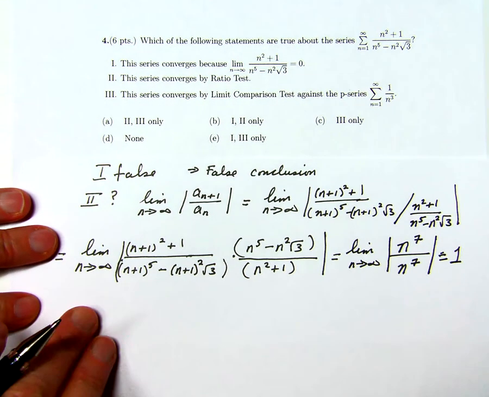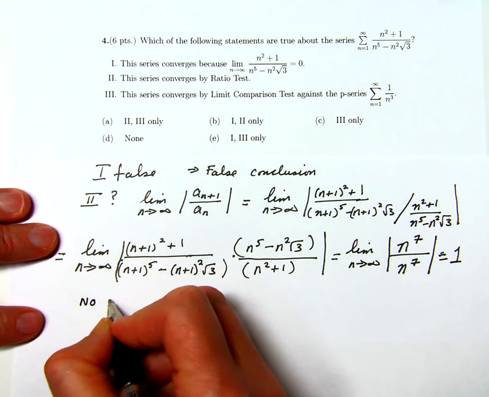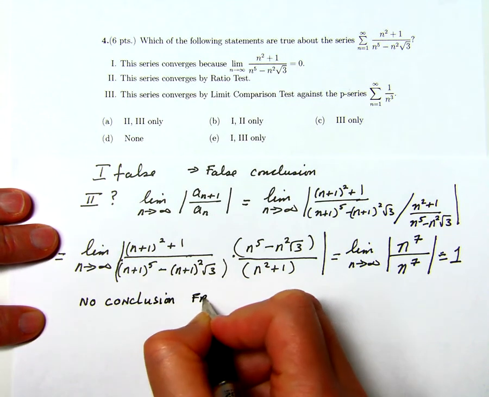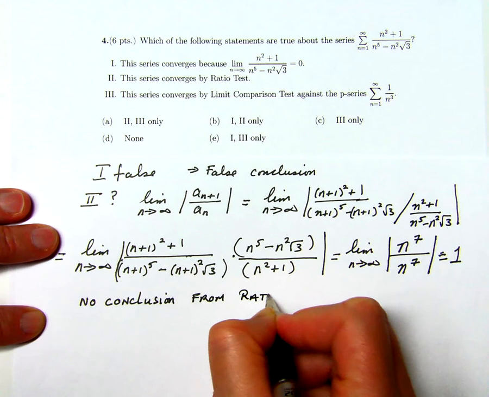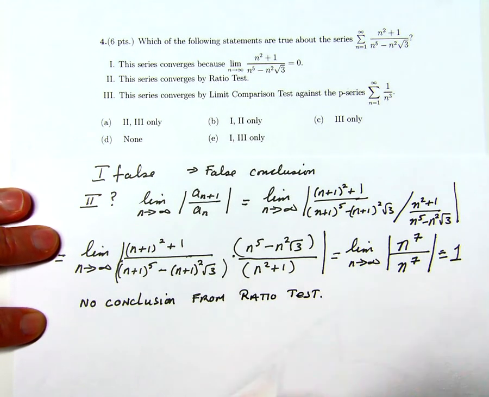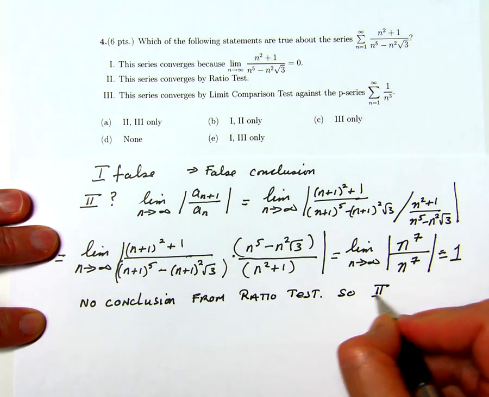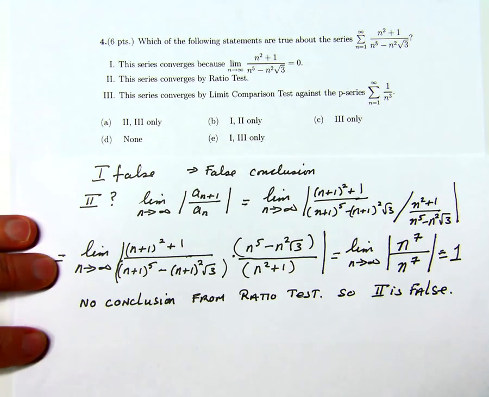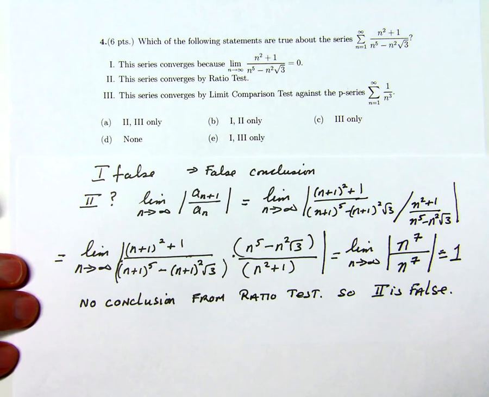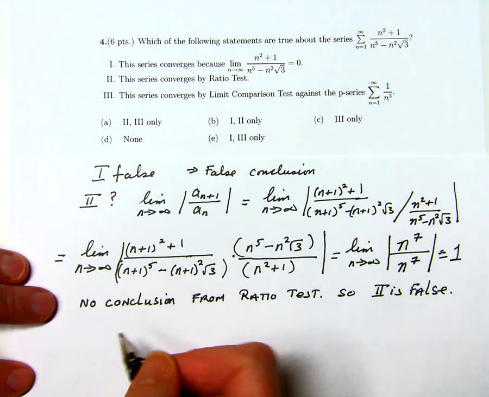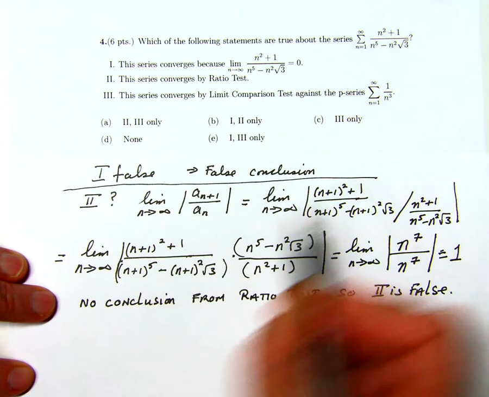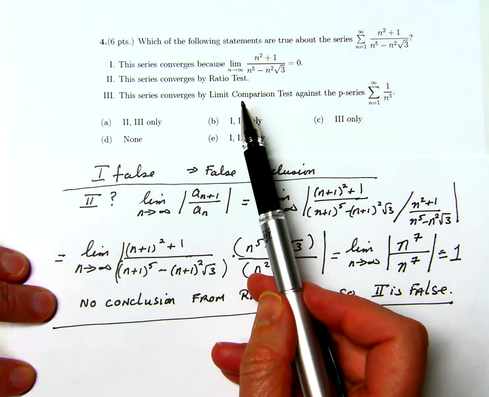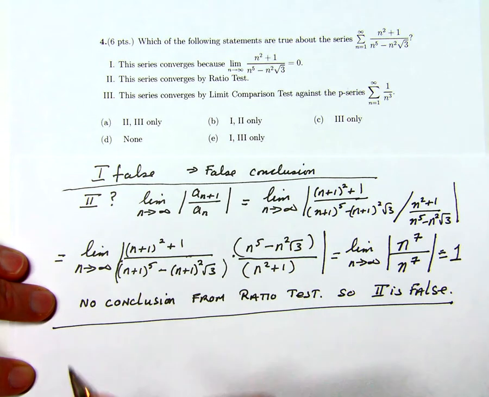And so there is no conclusion from the ratio test here. So 2 is false. Now, in general, for a rational function, the comparison test will work, and so I expect 3 will be true here. And so let's see. What happens when I use the limit comparison test to compare this series to 1 over n cubed?